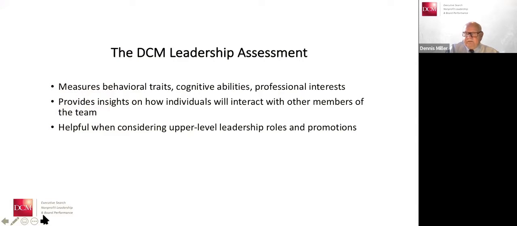The fifth assessment tool we use is called the DCM Leadership Assessment. We partner with a firm called Telexis MX Assessment. It measures how one is wired, measures your DNA. It measures your personality and leadership traits, your professional interests, your cognitive abilities. It gives you insight into how likely you will be to interact with members of your team. And it's extremely helpful, and I'll explain how we use it, when considering hiring, but also upper level roles and promotions.